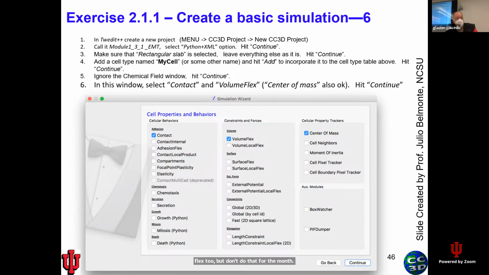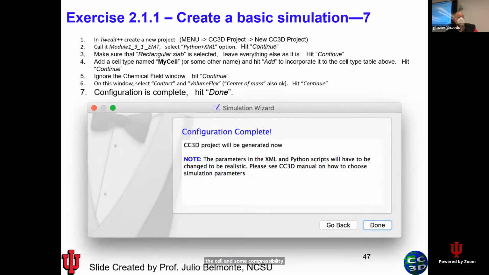Each one of these cell properties and behaviors creates one of those energies, those effective energy functionals that I talked about. So when we select contact energy, that means there's going to be an energy per unit surface area, which we'll come back to, of the cell. Volume flex means that there is some target volume for the cell and some compressibility. Okay. And now you hit done. And I hope that now in 4.5.0 it doesn't crash.